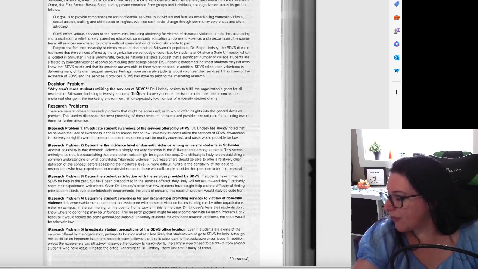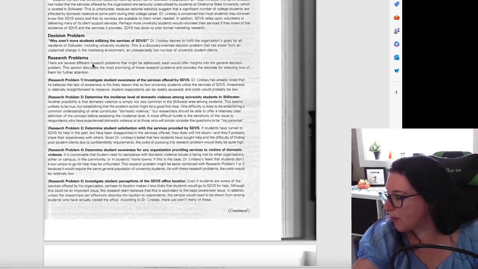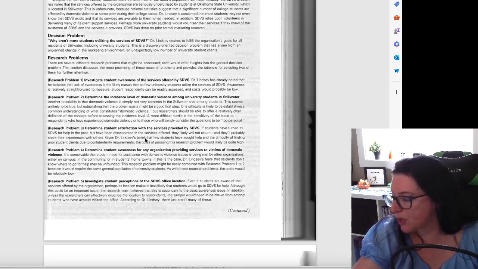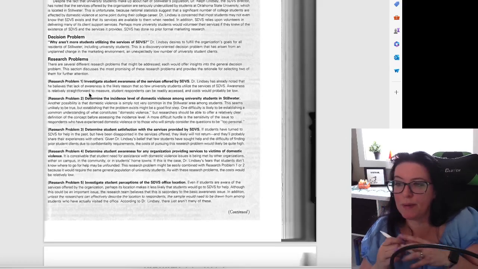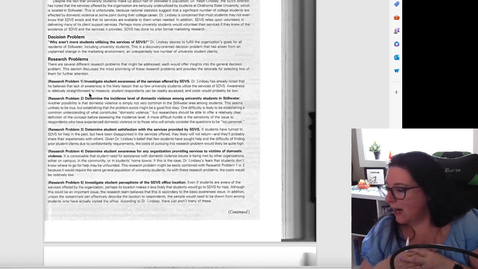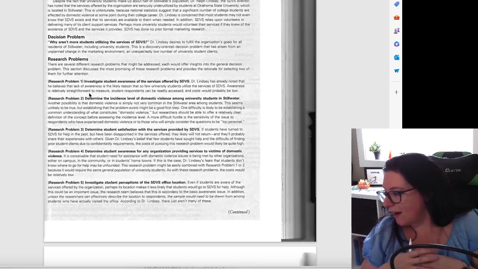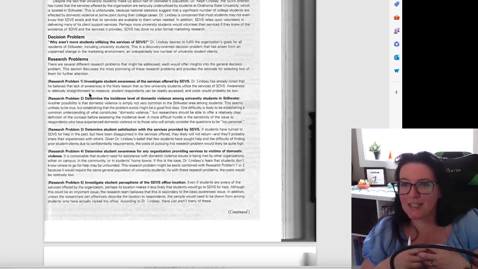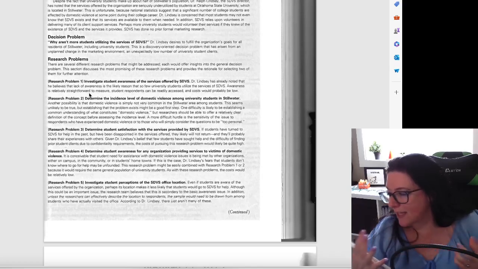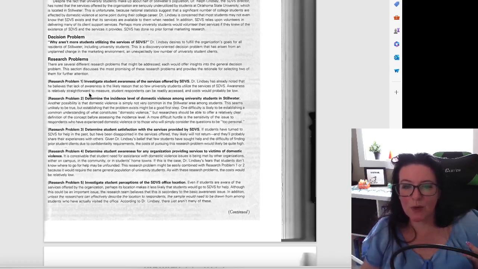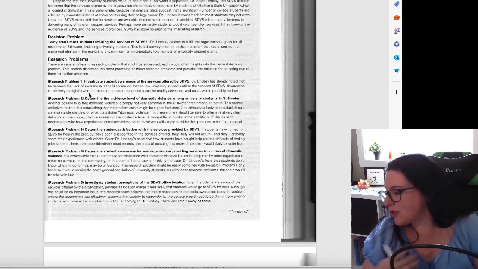And here we have converted that management decision problem into a research problem. We're going to need to investigate student awareness, determine incidence levels of domestic violence, and determine student satisfaction. While they've labeled this the research problem, our research problem is usually a bit broader and encompasses it. And then these are really the objectives. We will know our research project is successful if we have investigated student awareness and determined incidence levels of those different products. So here we're looking at the information, the questions that we need answered.